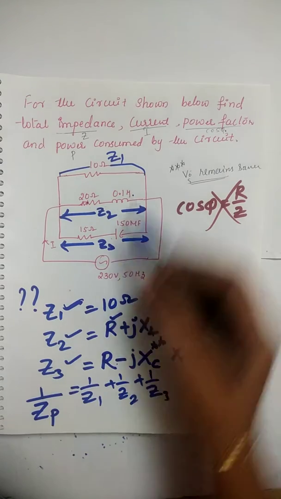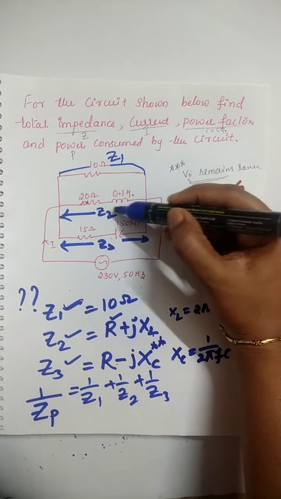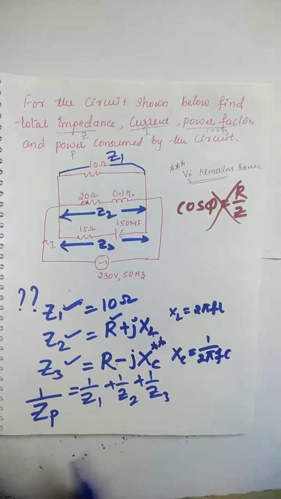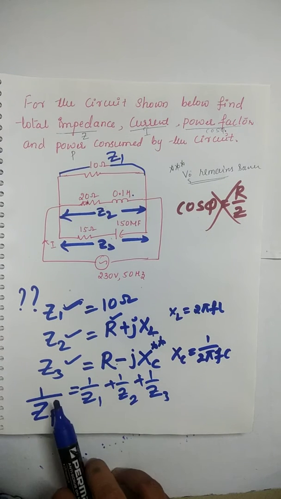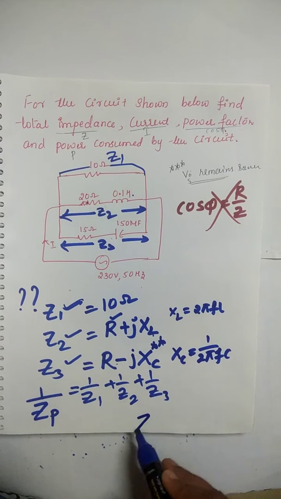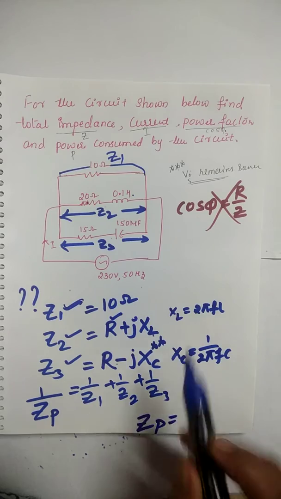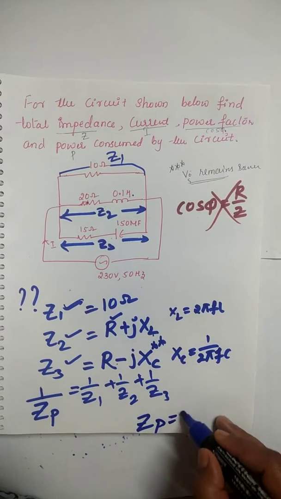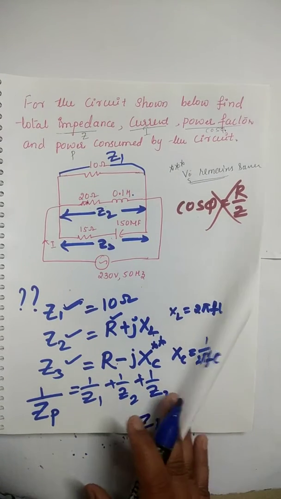Z1, Z2, Z3 are the first branch impedance, second branch impedance and third branch impedance. Take its equivalent, then ZP will be your total impedance. So the first task can be calculated like this. Okay, the second thing is, we need to calculate the current through it.